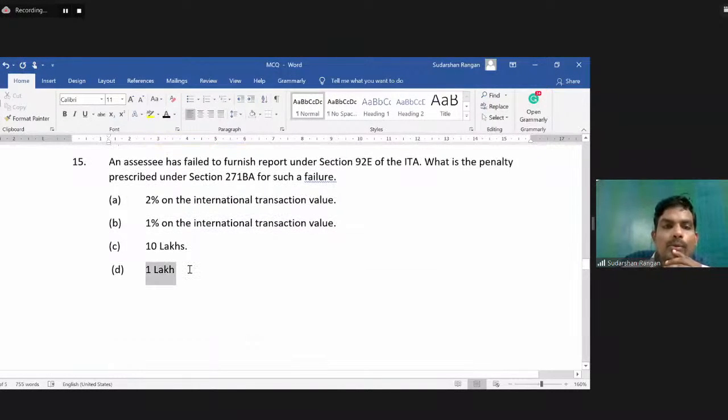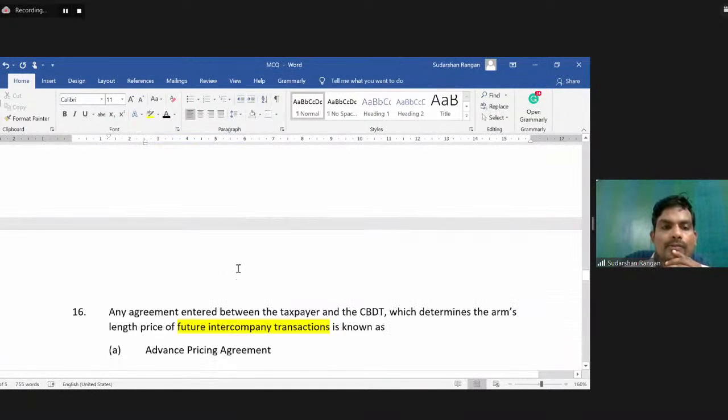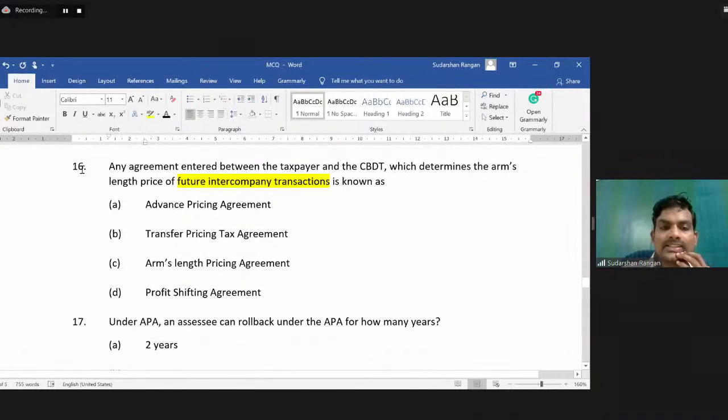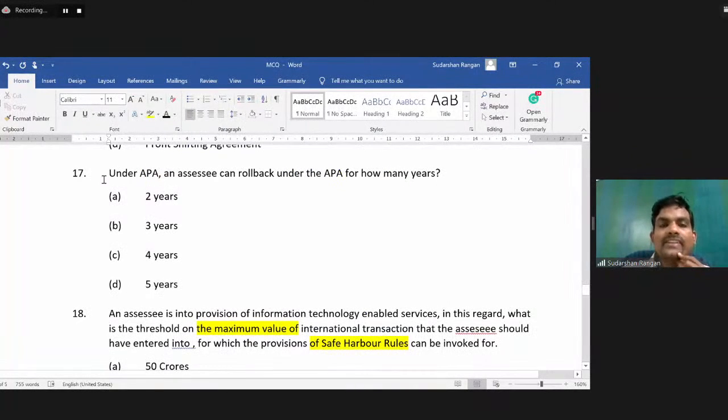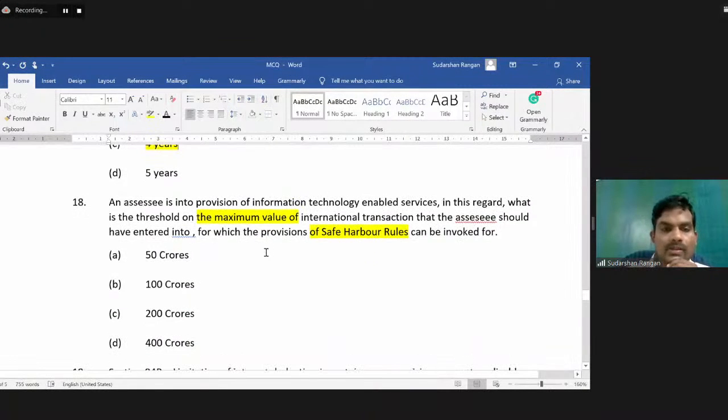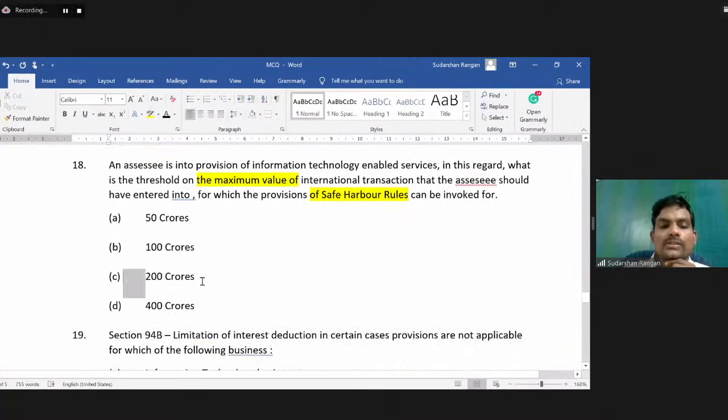15th, the amount is 1 lakh for failure to furnish Form 3CB. 16th, straightforward, pretty simple. It's called Advance Pricing Agreement, APA. So 17th, under APA, you can roll back. You can go back and use the APA agreed margin for a period of 4 years. So you can go back only up to a period of 4 years. Safe harbor rules for ITES is 200 crores.